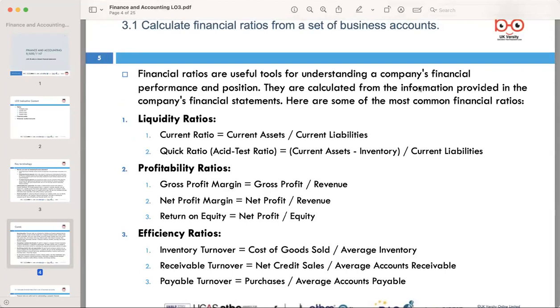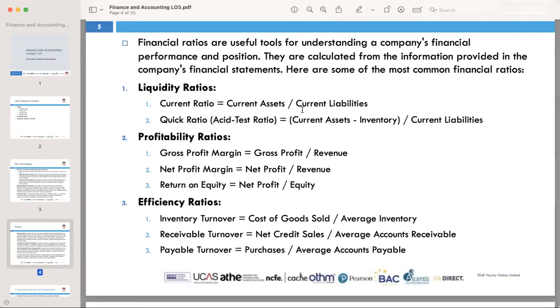Here are some of the most common financial ratios. Now we are going to discuss some of the ratios. First of all is liquidity ratios. There are two types of ratios: current ratio and quick ratio. So how do we calculate them?